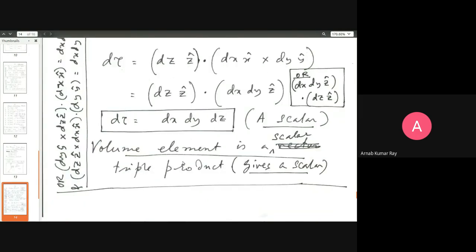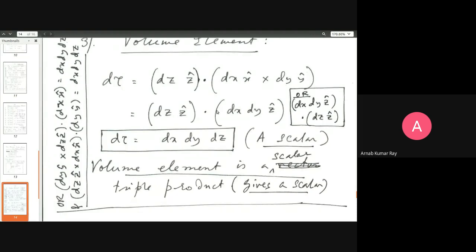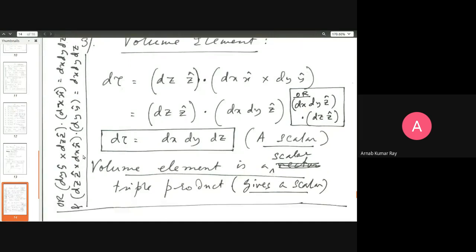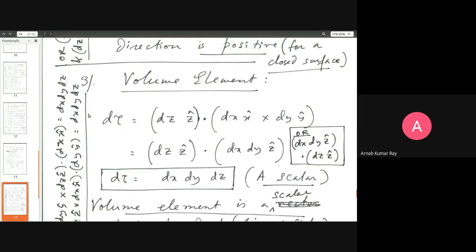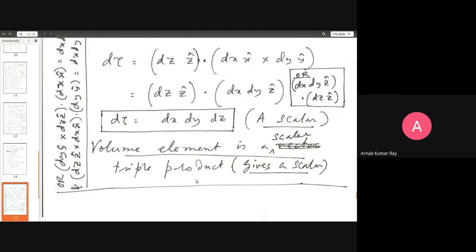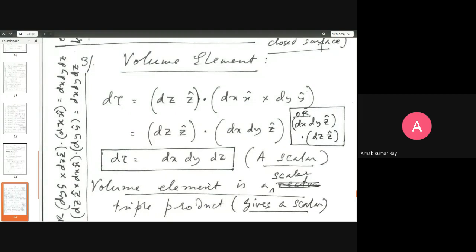You can see that from what I've written in the margin, where I've taken x, y, and z outside. Then I can also take dy cross dz, dotted with dx x cap. So this will again give you dx dy dz. And similarly for the third, z and x first crossed with each other, and then the outcome is dotted with y. Again, the result will be the same, dx dy dz. So the volume element is a scalar. That's the first thing to note.